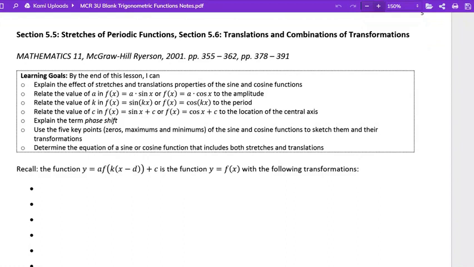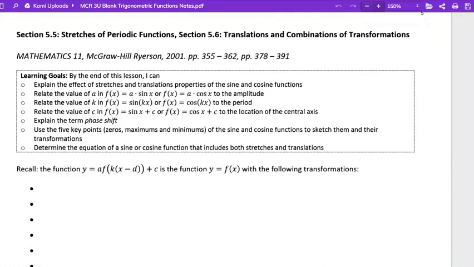Good. Cos of 90, cos of 180, cos of 270, cos of 360, sine of 0, sine of 90, sine of 180, sine of 270, sine of 360, cos of 270, cos of 270, 0. Good. Sine of 90, sine of 270. Okay, cos of 90.